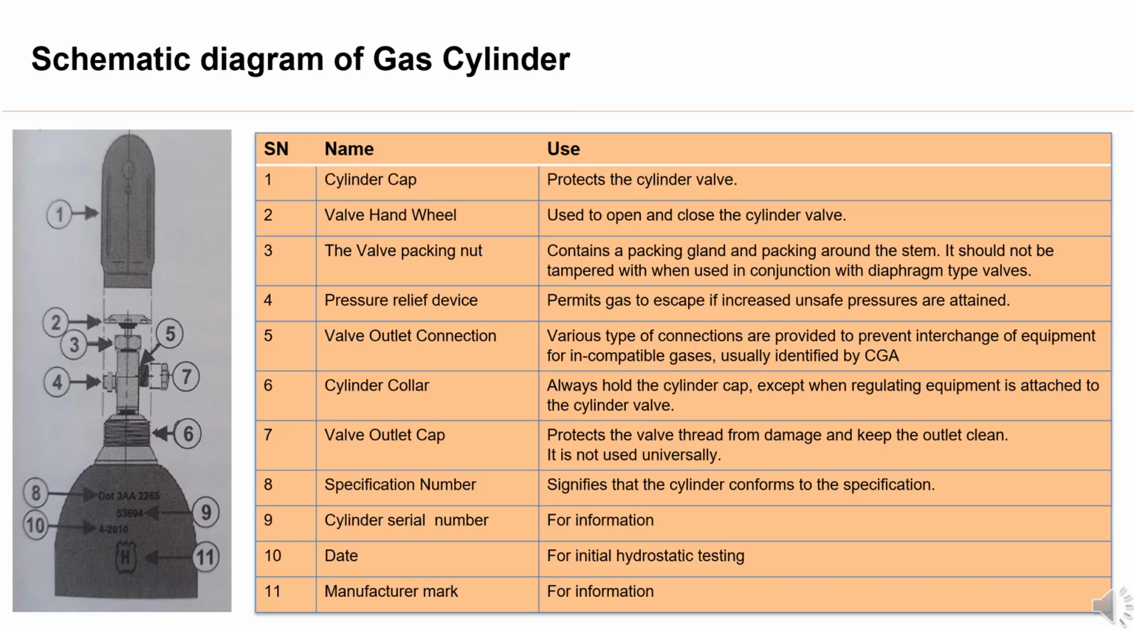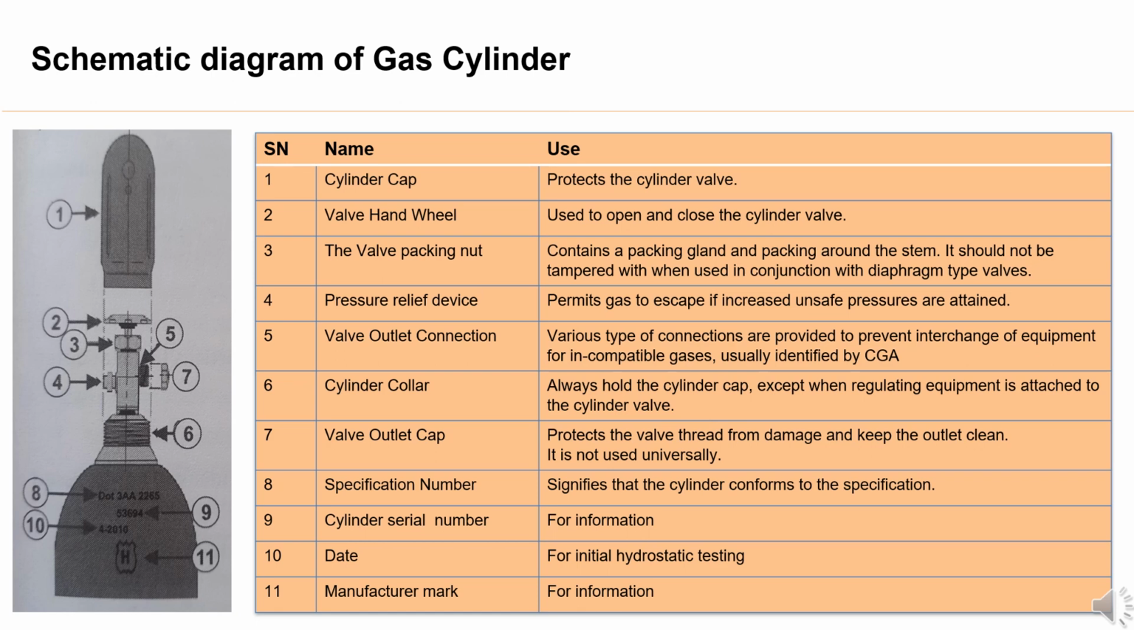Schematic diagram of gas cylinder. The main parts of the gas cylinder are: 1. Cylinder cap, protects the cylinder valve. 2. Valve hand wheel, used to open and close the cylinder valve. 3. The valve packing nut, contains a packing gland and packing around the stem. It should not be tampered with when used in conjunction with diaphragm-type valves.